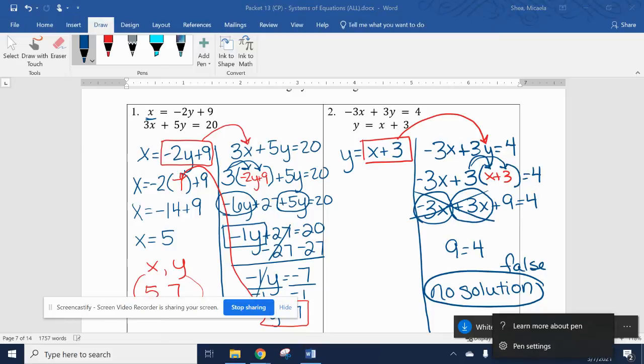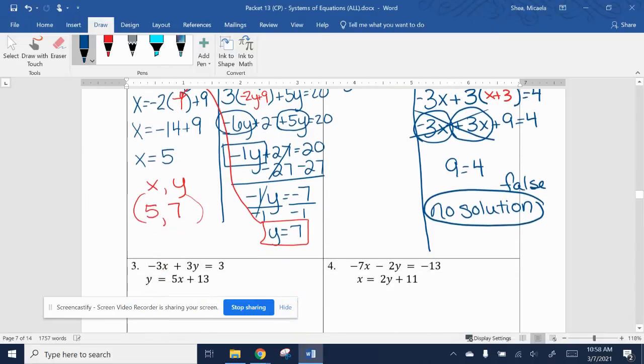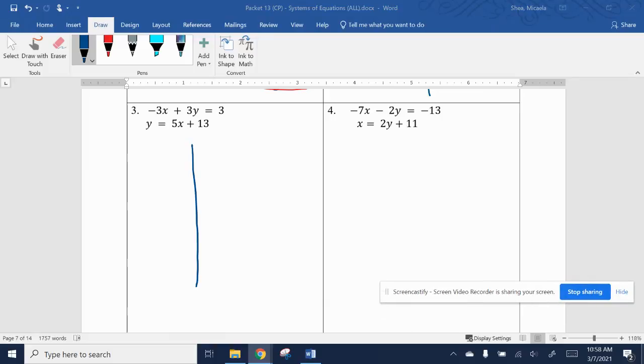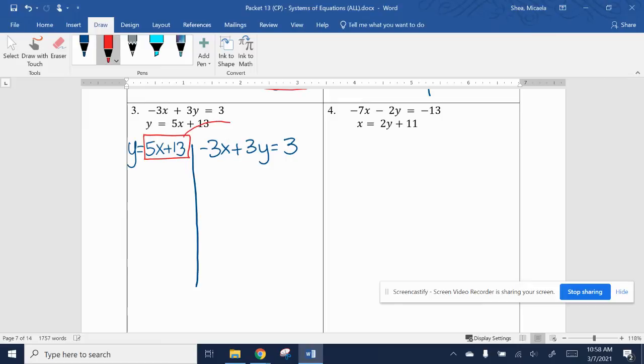Okay, let's look at our last problem. Number 3. I'm going to start by drawing my wall. The bottom equation this time is going to be the one that goes on the left because the y is isolated. Negative 3x plus 3y equals 3 is going to go on the right. Anywhere I see y, I'm going to be substituting in 5x plus 13, so that's going to go here. I'm going to replace the y with a set of parentheses. And inside those parentheses, we're going to put 5x plus 13.